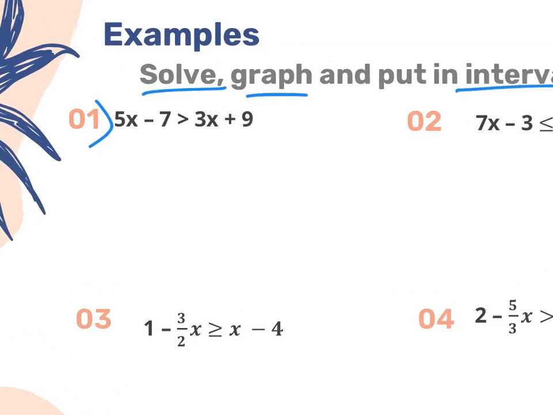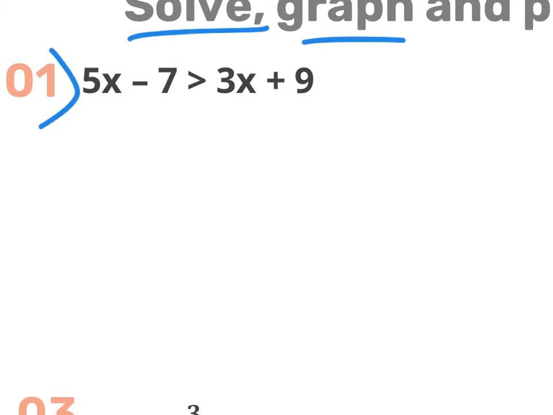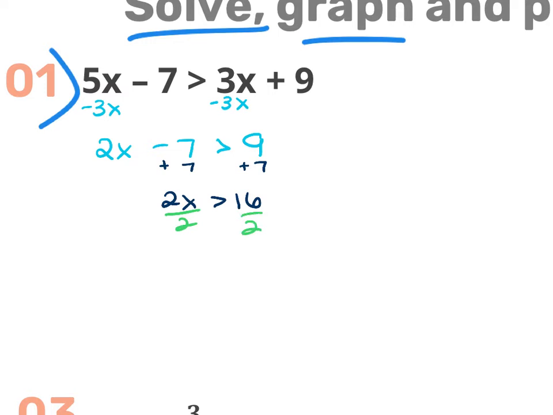Number 1, 5x minus 7 is greater than 3x minus 9. So I'm going to subtract the 3x. I get 2x minus 7 is greater than negative 9. I'm going to add 7 to both sides, and I get 2x is greater than 16. Divide 2 on both sides. Now that's a positive 2, so nothing changes with my inequality sign. I get x is greater than 8. Okay, that's the actual inequality statement.